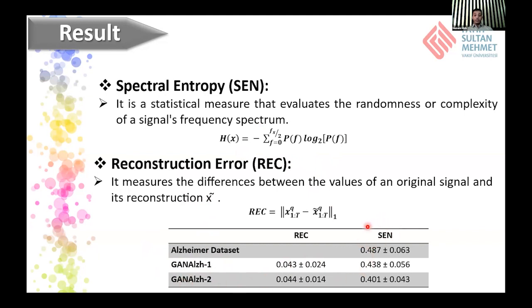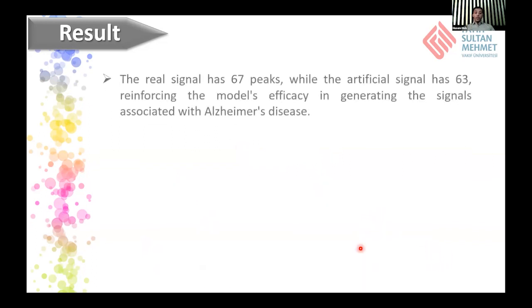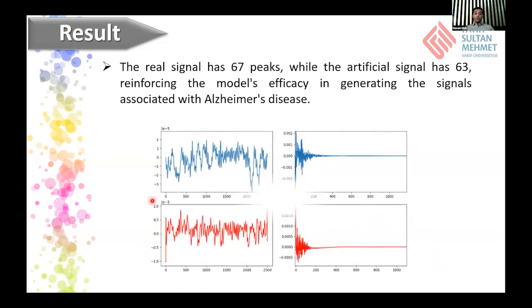As we can see, the spectral entropy difference between the real Alzheimer's data set and our artificial data set is around 0.048. Also, we used the frequency domain to examine the similarity between the artificial and the real signals. As we can see, the real signals have 67 peaks, while the artificial have 63 peaks, reinforcing the model's efficiency in generating signals associated with Alzheimer's disease.